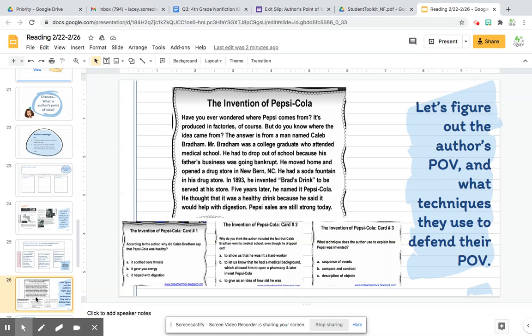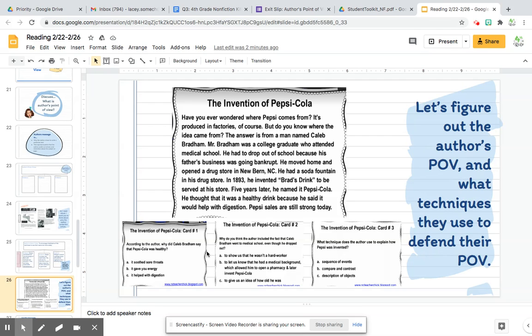Don't know how much we can defend maybe Brad's drink today, but this is the stance here. Remember, we can't always just throw our opinion. Let's read from what we're seeing here in this particular passage. So according to the author, why did Caleb Bradham say that Pepsi Cola was healthy? What did it say? It was a healthy drink because A, it soothed sore throats. B, it gave you energy. C, it helped with digestion. What was it? It was definitely C. It helped with digestion. I can see it right there in my evidence.